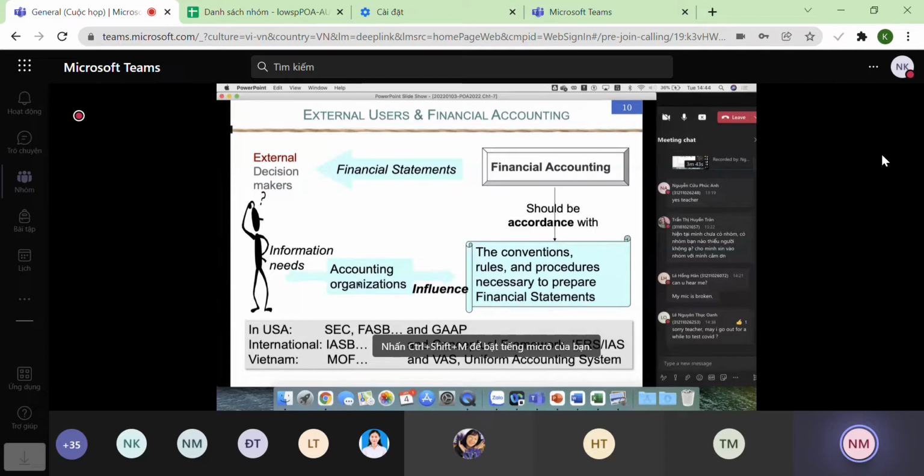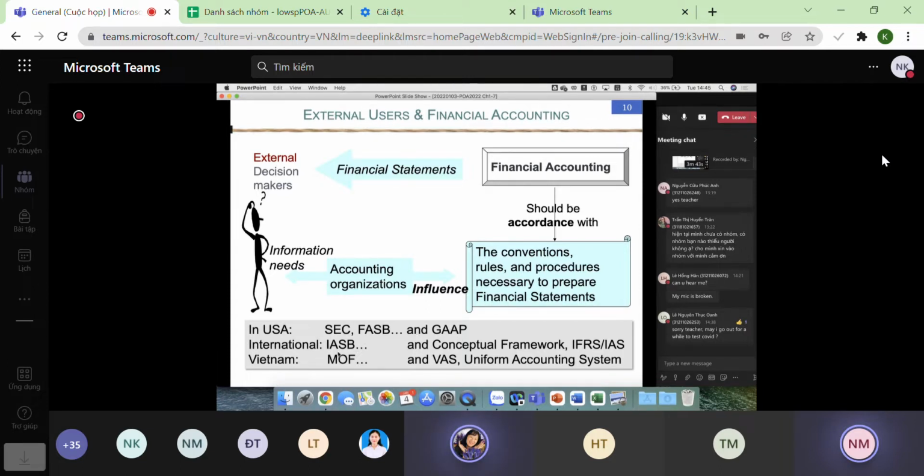Which accounting organization depends on the country. For example, in the USA, we have organizations like the Securities and Exchange Commission and FASB, the Financial Accounting Standards Board. FASB will establish the GAAP. We'll mention that later.